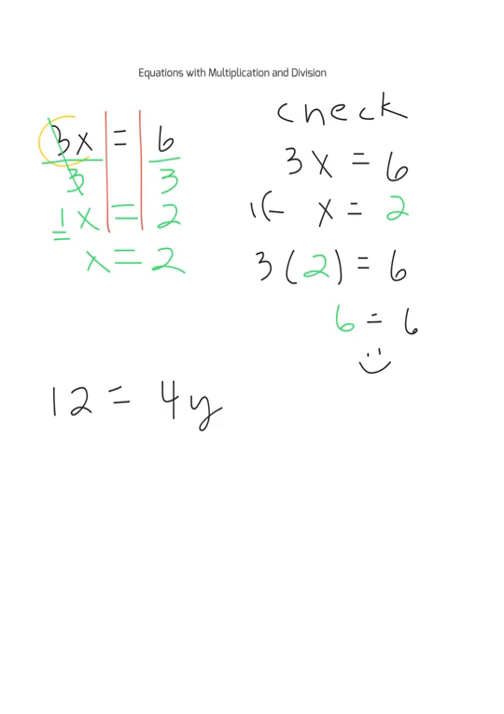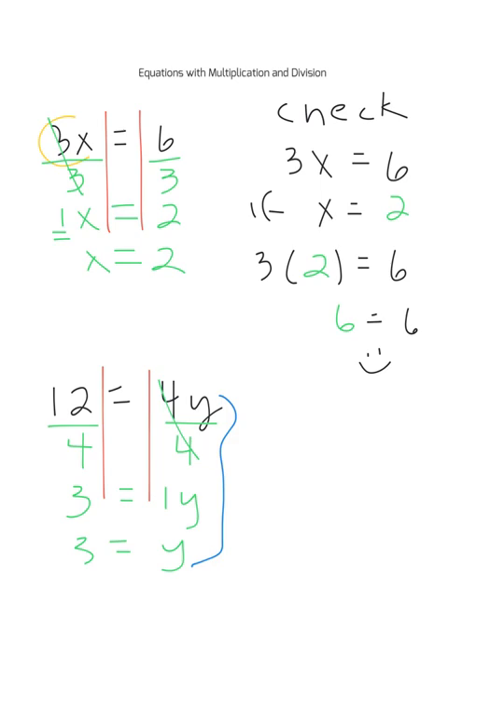Our second example is 12 equals 4y. So again, I'm going to put the bars down, and we're looking for the variable, which is on the right-hand side, and it is connected to the coefficient of 4. So we want to isolate that variable by dividing both sides by 4. 4 divided by 4 is 1y. 12 divided by 4 is 3. So 3 equals y.